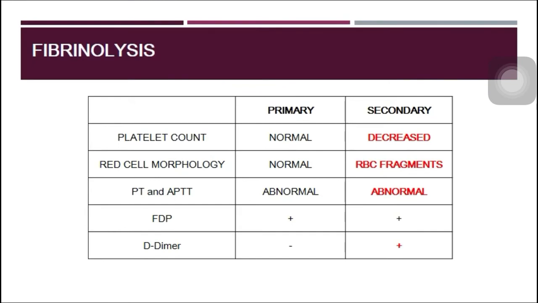So remember, in primary fibrinolysis, the platelet count is normal. But in secondary fibrinolysis, the platelet count is decreased. Now, normal RBC morphology is seen in primary fibrinolysis, but secondary fibrinolysis is characterized by RBC fragments, or schistocytes. Both primary and secondary fibrinolysis have abnormal TT and APTT levels, but of course, characteristic of secondary fibrinolysis is a positive D-dimer.